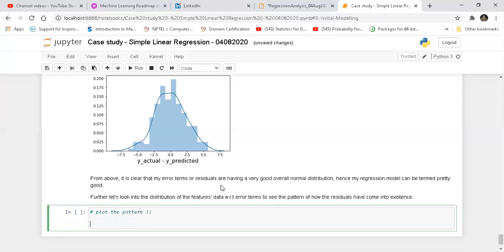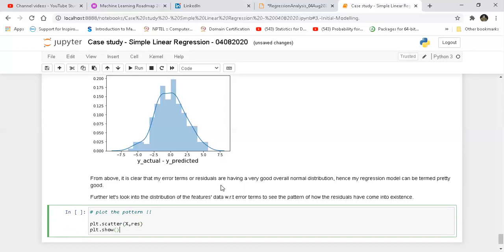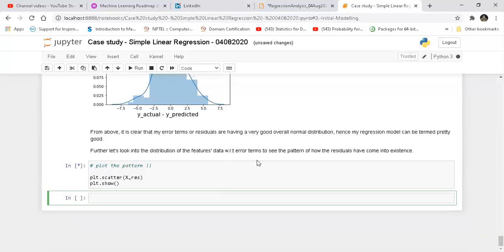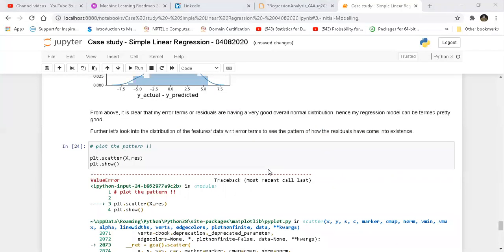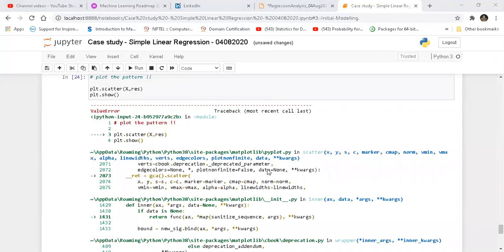So all we need to do is plot the pattern, right? Simple. We are going to do a plt.scatter, simple way. Put X as the features, in this case it is X, and the Y axis is going to be my residuals, which is RES, and I say plt.show, and it should show me the pattern. Okay, give it 1 minute. It should be okay. X and Y should be of the same size. Why? X and Y are already of the same size. Why is this giving an error?